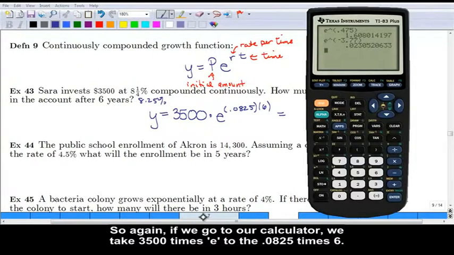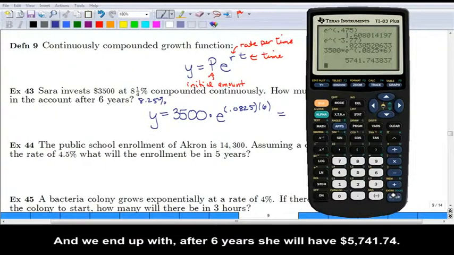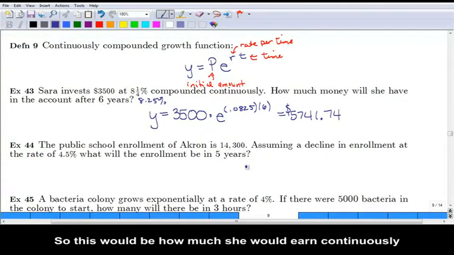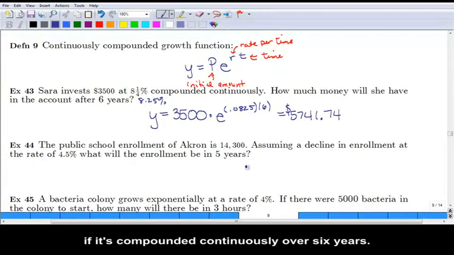So if we go to our calculator, we take 3,500 times e to the 0.0825 times 6. And we end up with, after 6 years, she will have $5,741.74. So this would be how much you would earn if it's compounded continuously over 6 years.